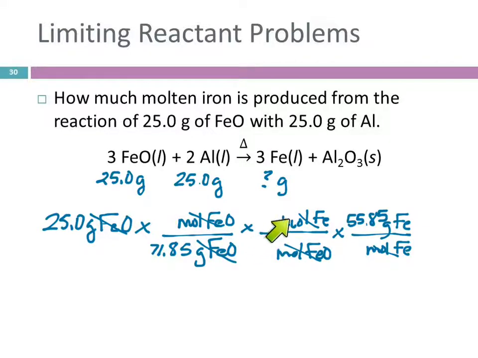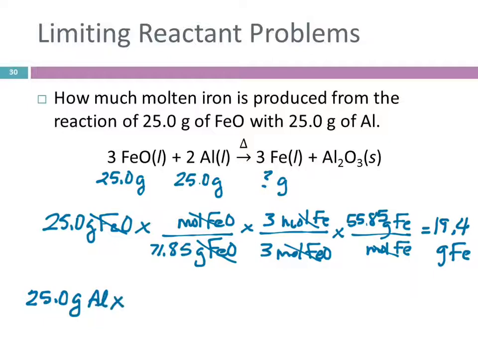What's the mole ratio? How many moles of iron? 3. And how many moles of iron oxide? 3. So 25 divided by 71.85 times 3 divided by 3 times 55.85 equals 19.4 grams of iron. That's one possible answer. That's if the iron oxide can all get used up. But then we have to do another calculation with the other reactant.